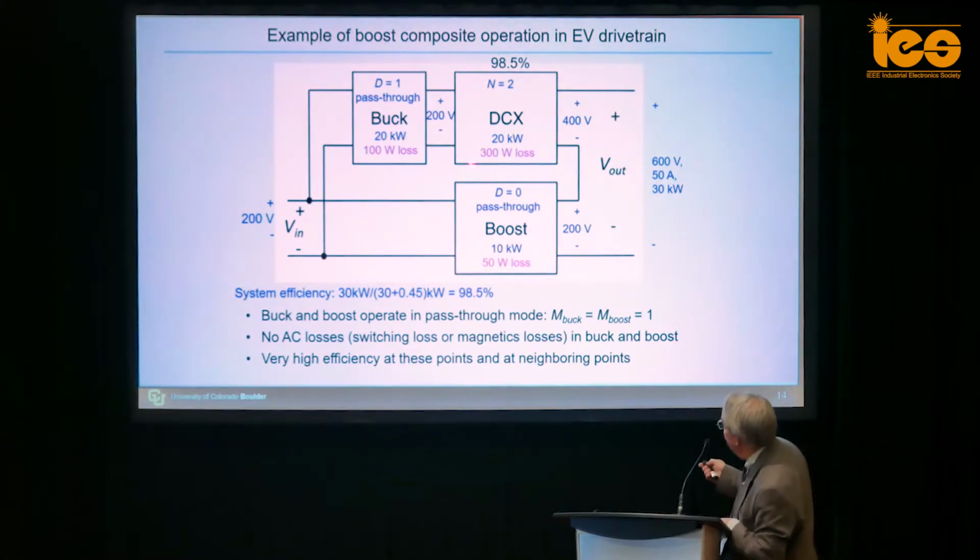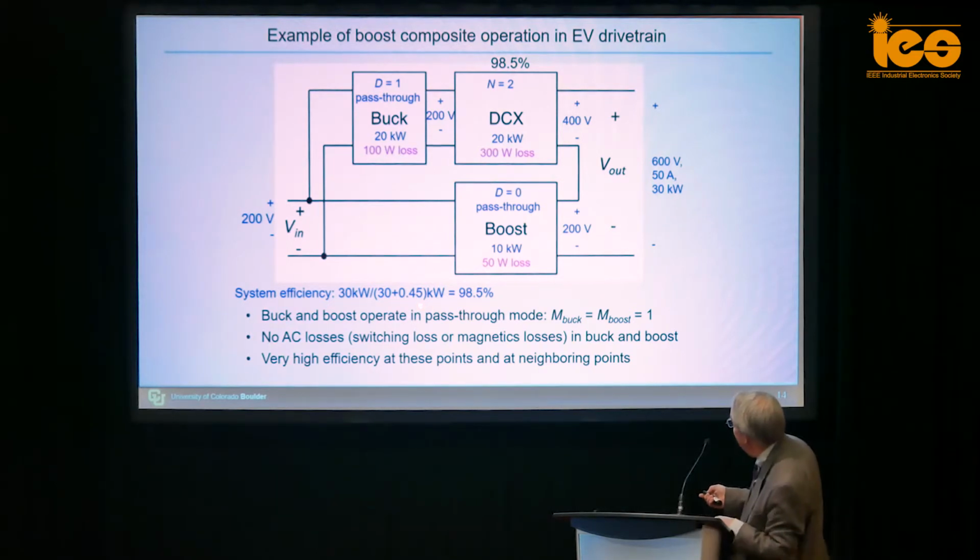This is so we can optimize this converter circuit to work at a key operating point. Here it's 600 volts and get very high efficiency. So if we have a 98.5% DC transformer, and then these buck and boost just have some relatively small conduction loss, we can get a system efficiency that's above 98% for this example.